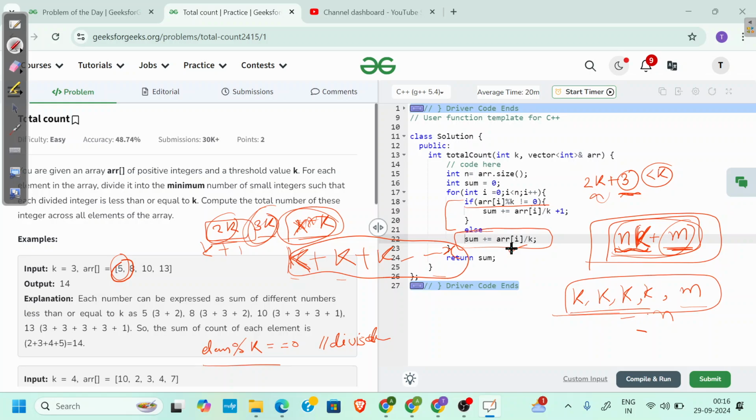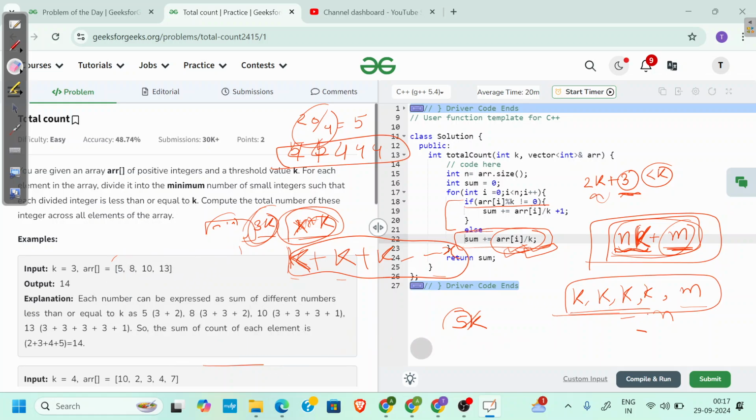If it is divisible by k, we simply find how many times k divides it, and we add this to the answer. Suppose it is something like 5k, then we divide it by k, and we add 5 to the answer. Suppose the number is 20 and k is 4, so we divide it by 4 and it becomes 5. We write k five times, k k k k k, and this becomes 20. So if it is exactly divisible, every element will be k. Understand this part also.